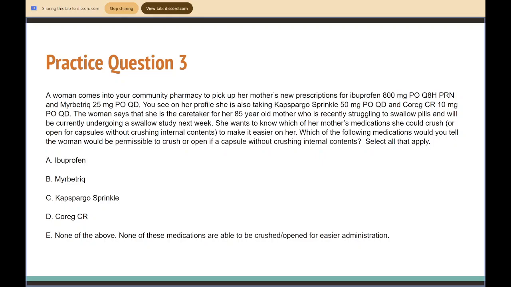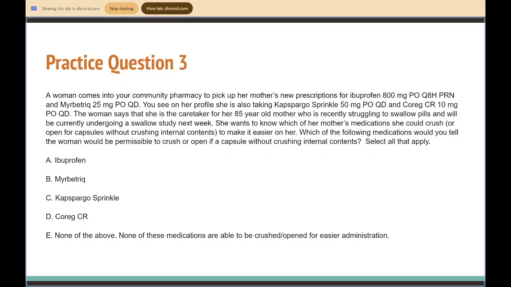The woman says she is a caretaker for her 85-year-old mother who is recently struggling to swallow pills and will be undergoing a swallow study next week. She wants to know which of her mother's medications she could crush or open for capsules without crushing internal contents to make it easier on her.